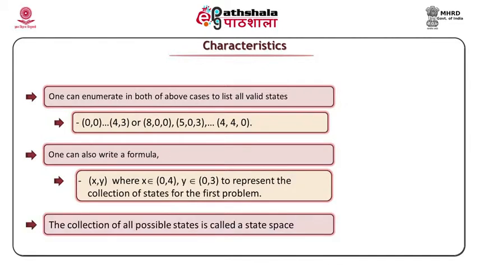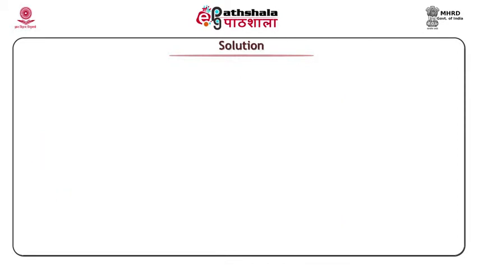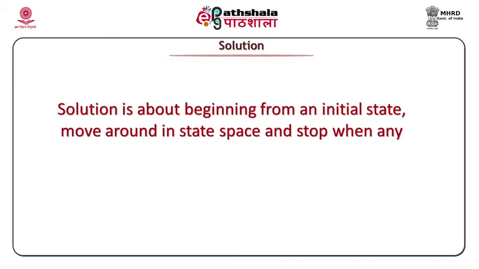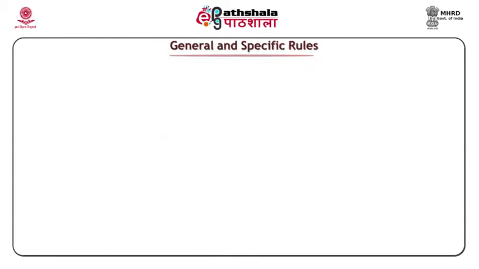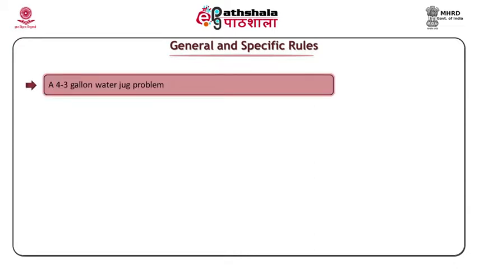And the collection of all valid states is called a state space. What is a solution? This is about beginning from an initial state, moving around in the state space and stopping when any one of the goal states is reached. We have already seen examples of general and specific rules. The PPT is talking about this.